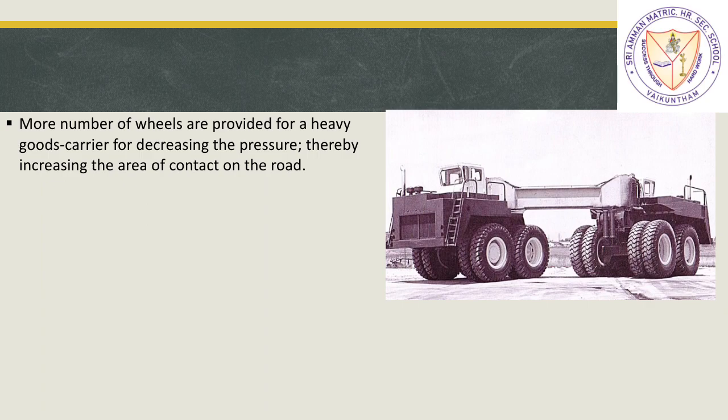Another example is that more wheels are provided for a heavy goods carrier for decreasing the pressure, thereby increasing the area of contact on the road. Okay, so we have seen there are many large vehicles which actually carry huge goods, right?